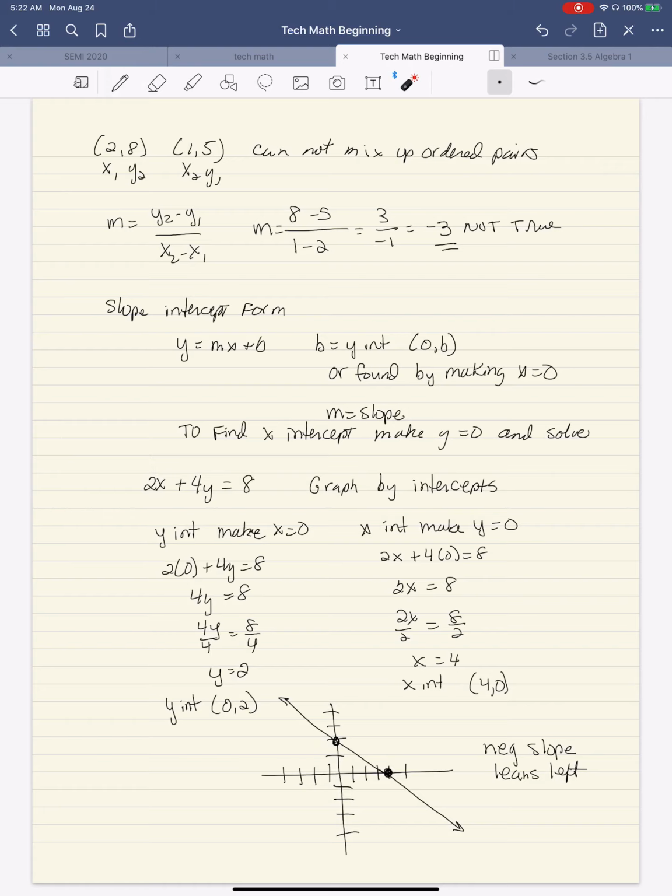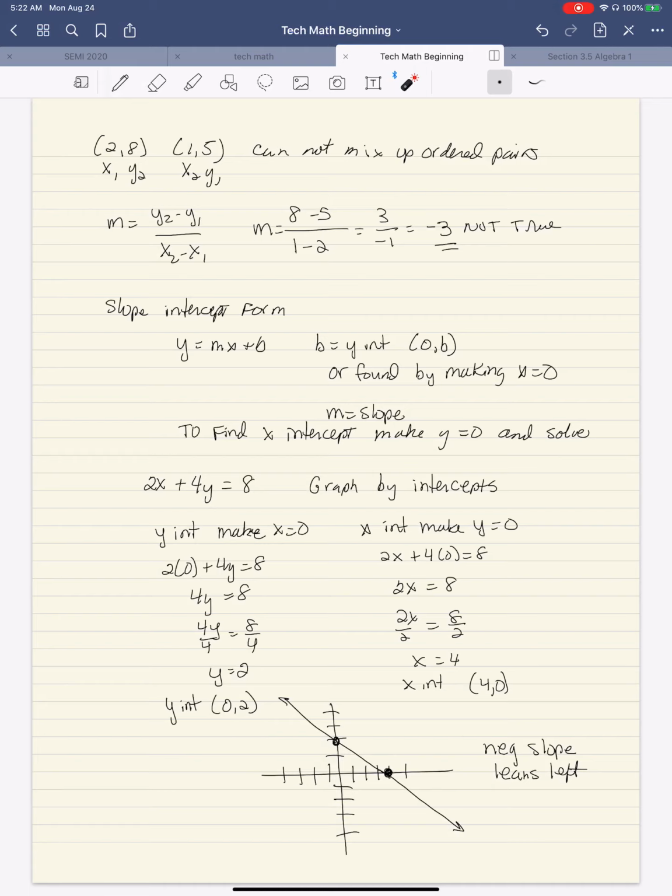Now let's calculate the x-intercept. For the x-intercept, I have to make y equal to 0. So here's my y. I'm just going to put a 0 right there. So 2x plus 4 times 0 equals 8. 2x equals 8. Divide by 2. x is 4. So my x-intercept is (4, 0). Again, I calculated the 4. I put in a y of 0. For the y-intercept, I calculated the 2 for y, and I put in a 0 for x.